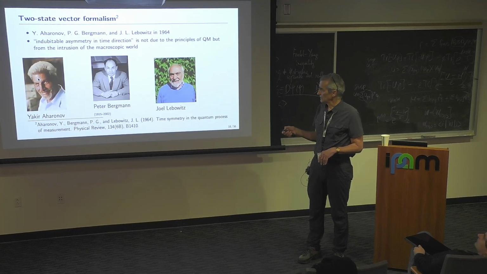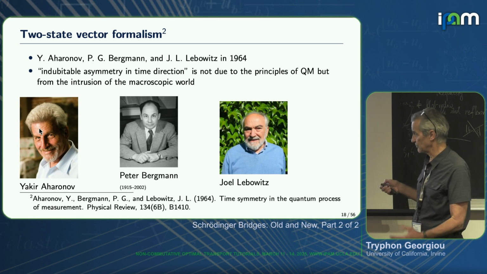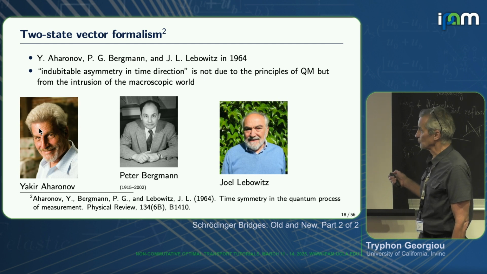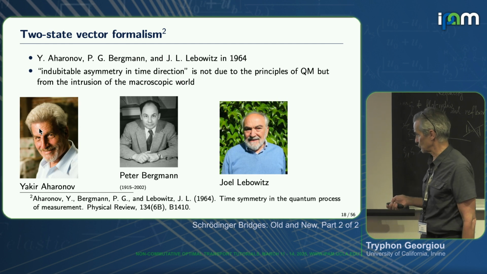So again, Aharonov, Bergman, and Lebowitz came up with very similar ideas a few years later, and they wanted to deal with the asymmetry in time that is not due to the principles of quantum mechanics, but only to the intrusion into the microscopic world by virtue of making measurements.